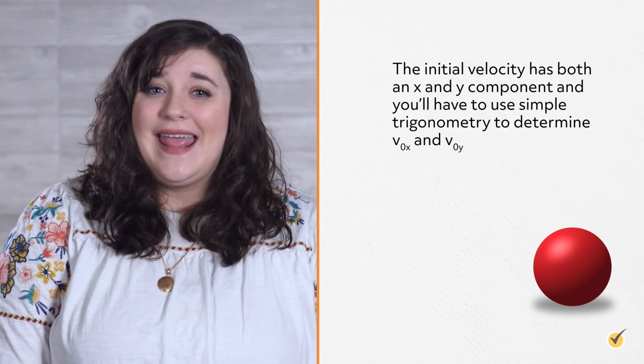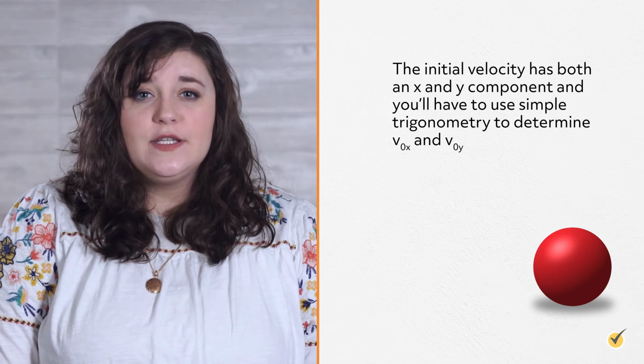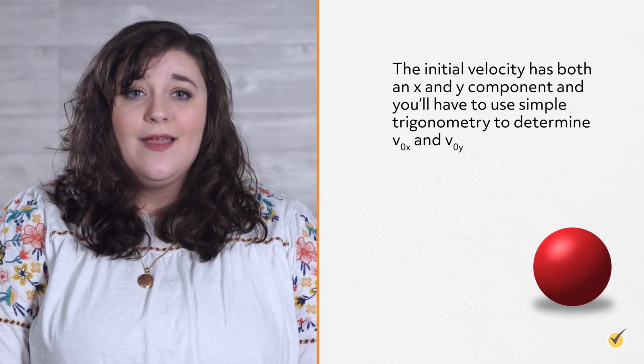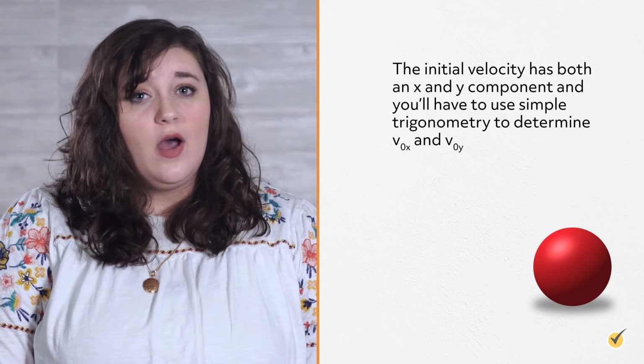Another type of projectile motion problem involves the object being shot upward into the air at an angle before falling back down. In this case, the initial velocity has both an x and y component, and you'll have to use simple trigonometry to determine v0x and v0y. Now that we've gone through a thorough overview of projectile motion, let's test your knowledge with a few practice problems.